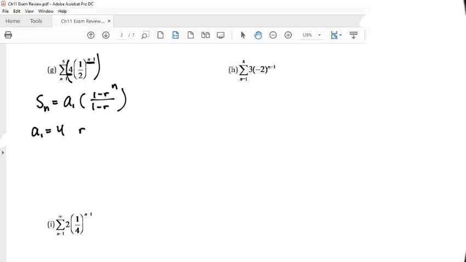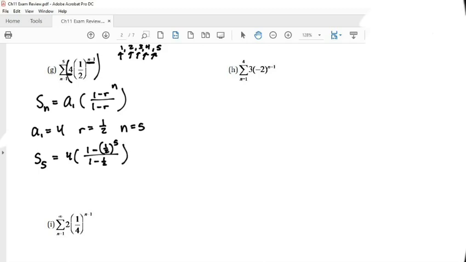What is r? 1/2. And what is the n? Because we're starting at 1, it's 5. N equals 5. You're going to plug in 1, then 2, then 3, then 4, then 5. That's 1, 2, 3, 4, 5 terms. Yes, it is kind of obvious. But anyways, so we have s sub 5 equals 4 times 1 minus 1/2 raised to the 5th power divided by 1 minus 1/2.